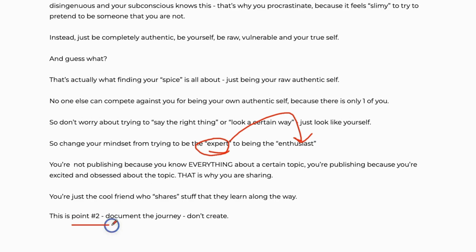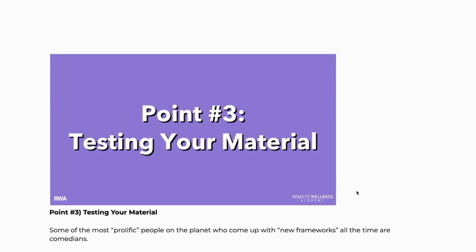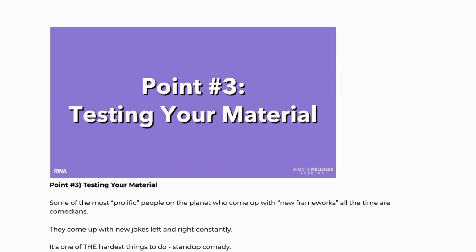Okay. So this is point number 2, which is all about documenting the journey, not going out there and trying to create content. That's point number 2 that I wanted to emphasize when it comes to creating content. And then point number 3 that I want to talk to you about is testing your material. This is the third reason why publishing is so absolutely important.